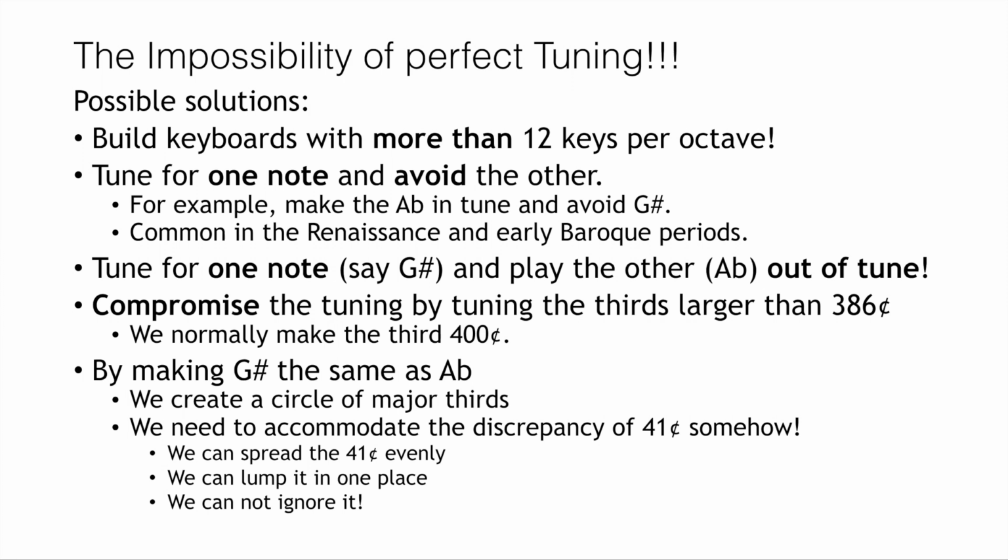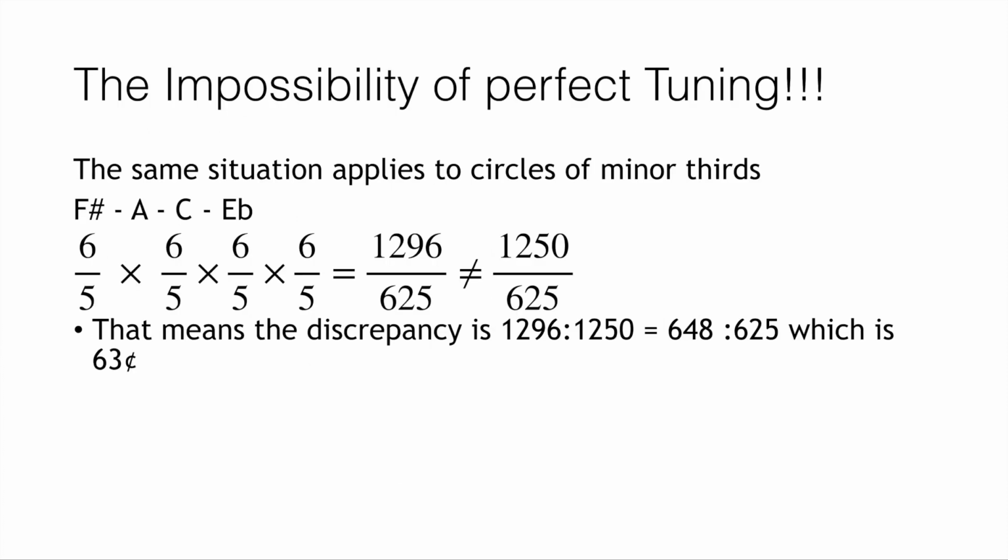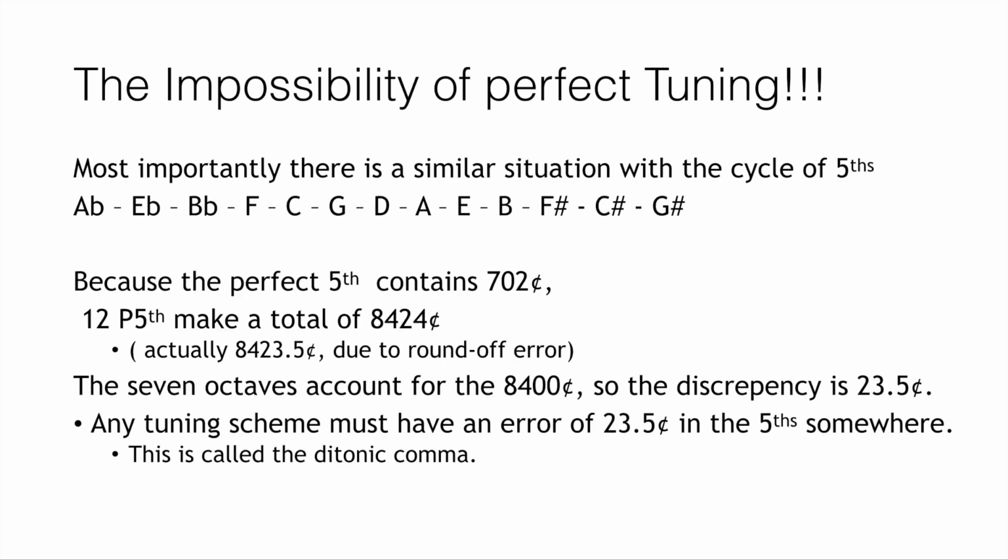We can try and work it out by, in our example, making our G sharp the same as A flat. So we can create a circle of major thirds. And if we were to do that, we have to take in our discrepancy somewhere. So somewhere our discrepancy, in this case 41 cents, will be there. We just have to decide which notes will be out. We have a similar problem with minor thirds. We have a similar problem with perfect fifths.